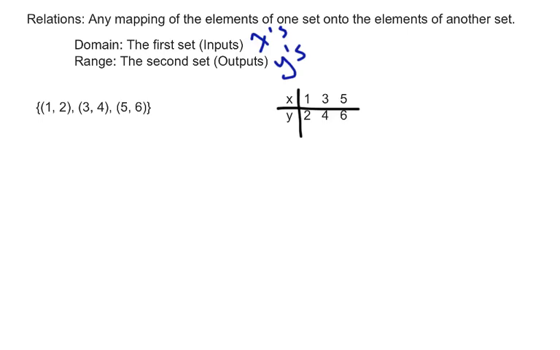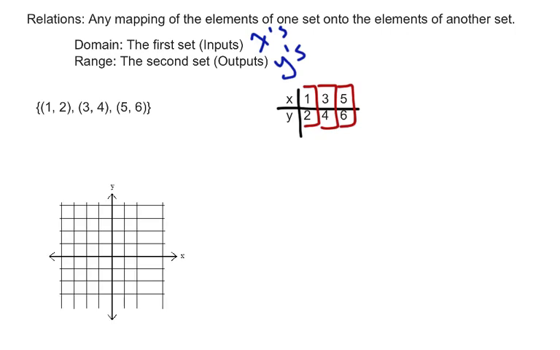Another way we can look at it is as a table. If we just list out all the x coordinates and all of the y coordinates, first of all, it's easy to see what the domain is because it's all the x coordinates. And the range is easy too. It's 2, 4, 6, all those y coordinates. And we could also see how they're related to each other because 1 is paired with 2, 3 is paired with 4, and 5 is paired with 6, just by how they're lined up in a table.